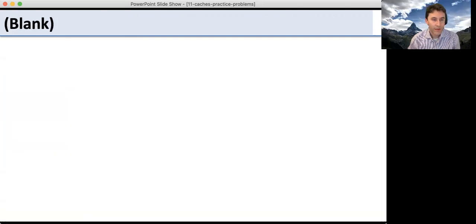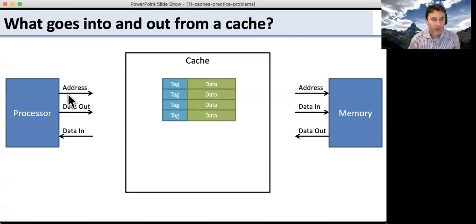Okay, so let's see what we've got here. From the processor, we've got addresses that come out. This is the data it wants to access. We've got data that goes out if we're writing and data that goes in if we're reading. And on the memory, we have the same thing. We have the address we're going to access, data going out into the memory if we're going to write to the memory, and data coming out of the memory if we're going to read from it. And the cache sits in the middle. So the cache is going to have the same connections on both sides that the memory and the processor have because it sits between them.